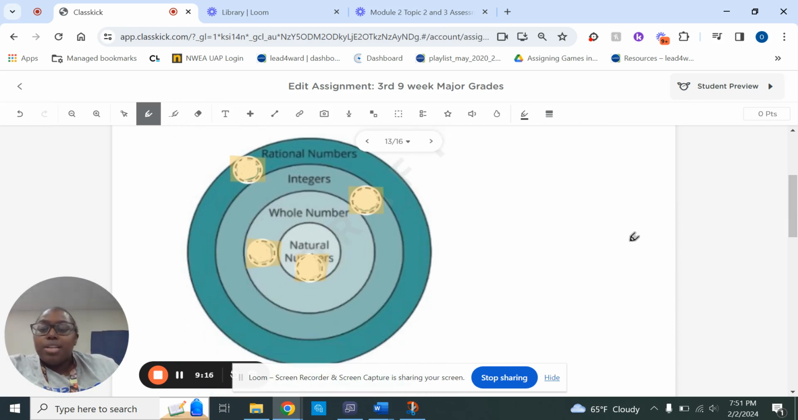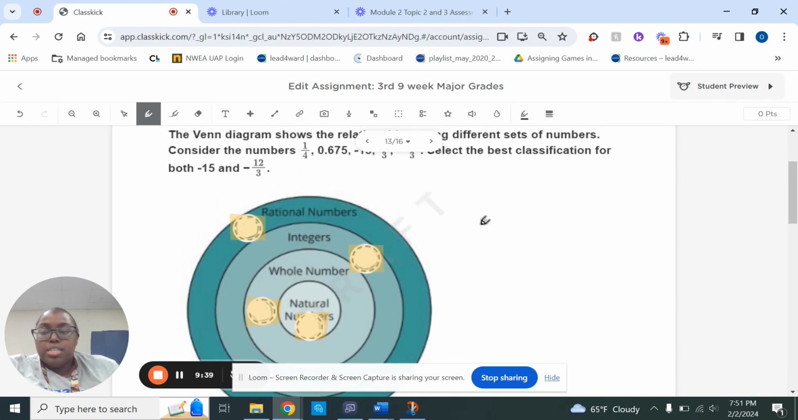Now, this is also a lesson we only had one day in class to do. And once again, like I said in the previous question, I would ask you to refer to your packet if you are having trouble with this problem. There are 4 categories: natural numbers, whole numbers, integers, and rational numbers. And you are to click one of these that will classify both of these numbers.